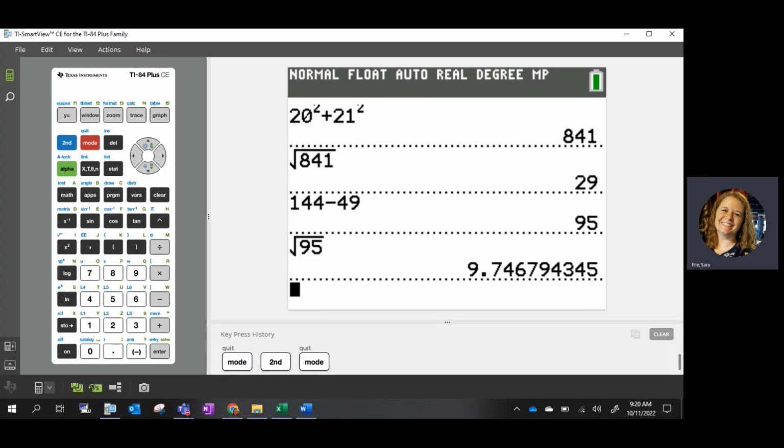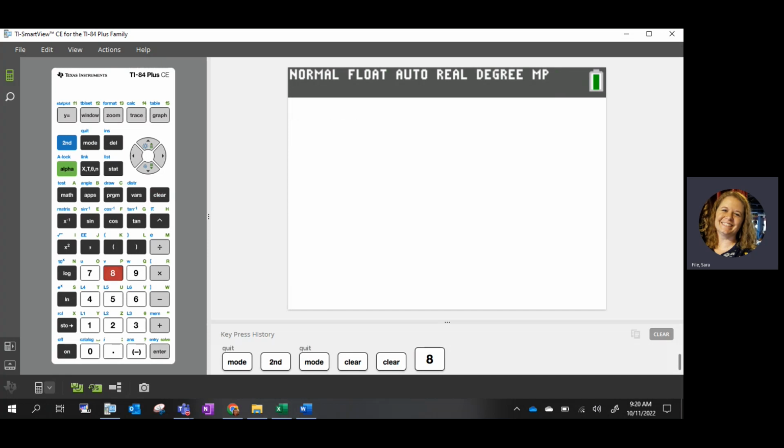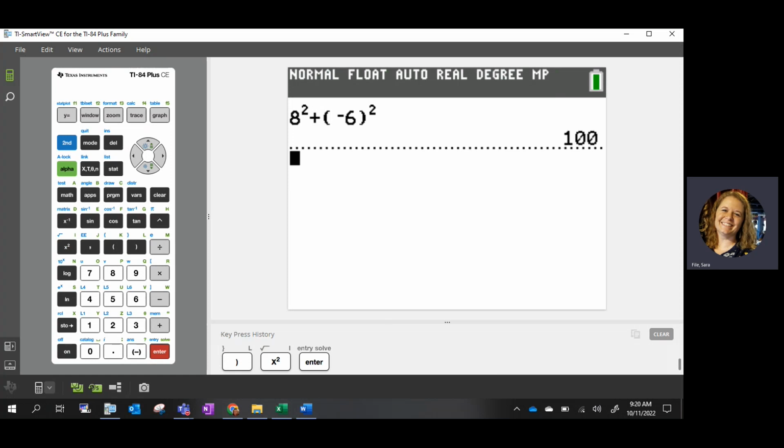Okay, so I'm in degree mode. It doesn't matter for the Pythagorean though. So I'm doing 8 squared plus -6 squared. And this one's actually a Pythagorean triple if you don't realize it right away. It's your 3, 4, 5. It's just been doubled. So it's 6, 8, 10.